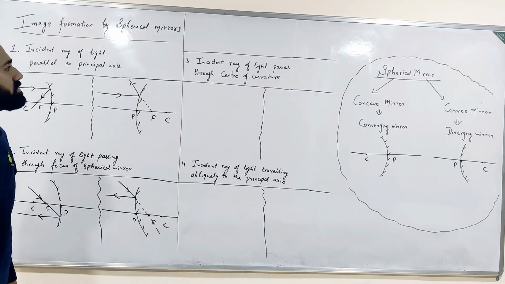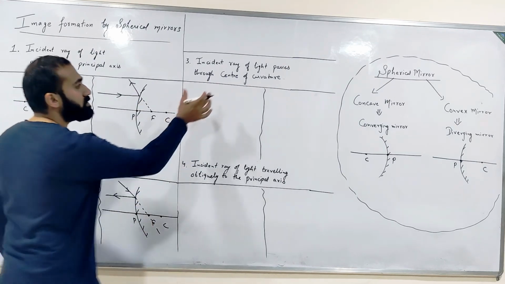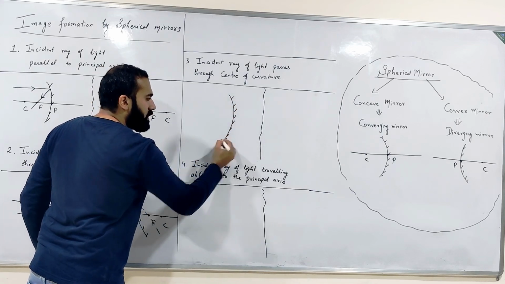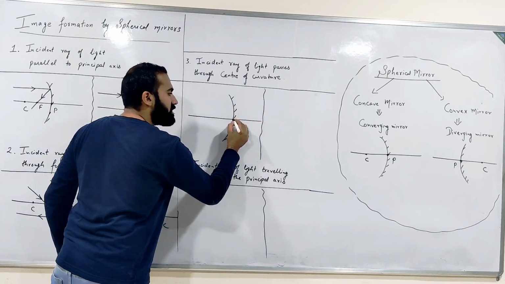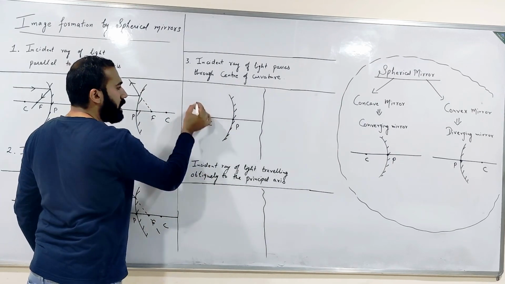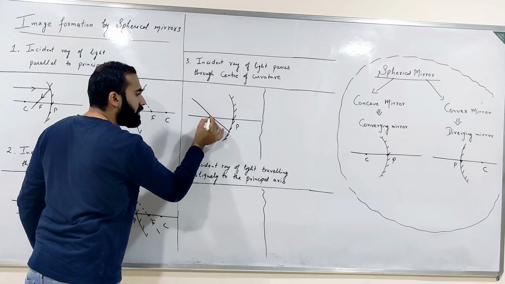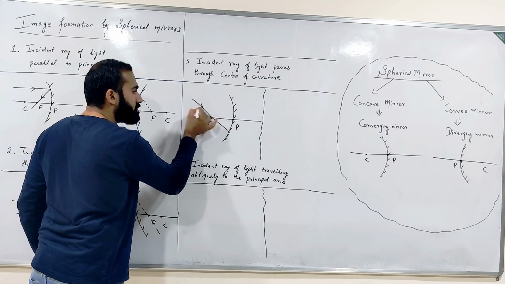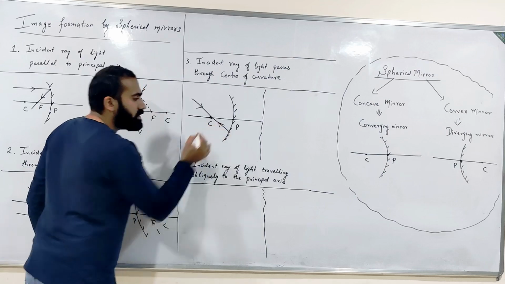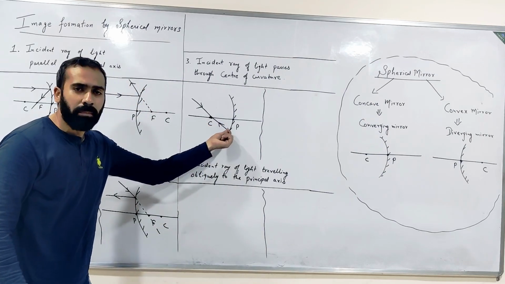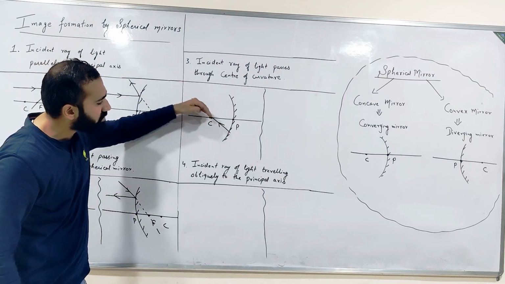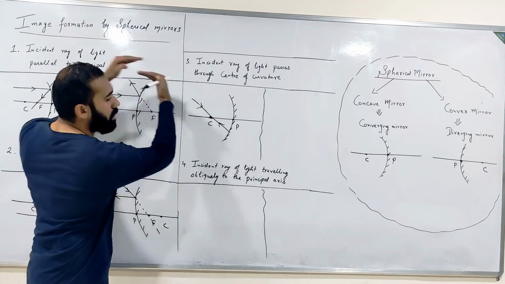Now, the third case is an incident ray of light passing through the center of curvature. First we take the concave mirror. This is the principal axis, this is the pole, this is the center of curvature. If the ray passes through the center of curvature, then it retraces its path. Children, it goes back along the same path. That is, it retraces the path. The reflected ray goes back from where the incident ray came.